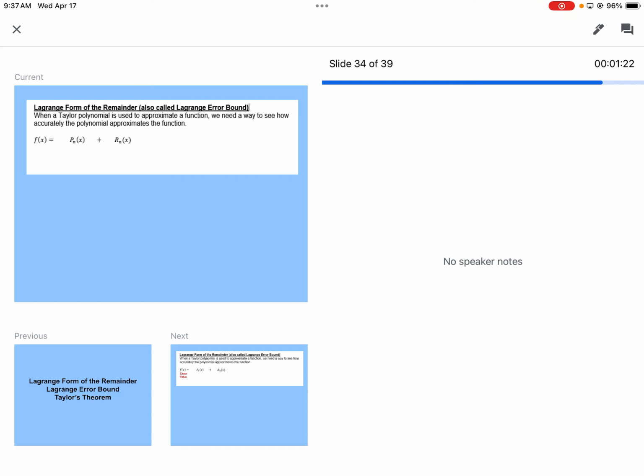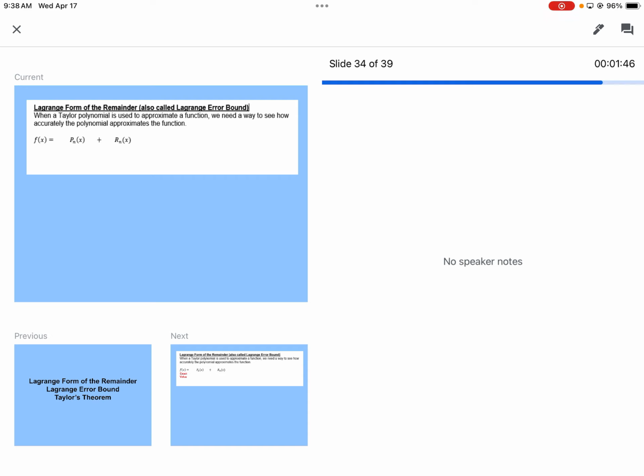That's what we did in our alternating series error. So this is just a different way of doing error. Obviously, alternating series only works for alternating series. Lagrange works for everything. Okay, so we will use that for a lot of things. Essentially, what Lagrange tells us is this. If we have a Taylor polynomial that's approximating a function, we can see how accurately it represents that function.